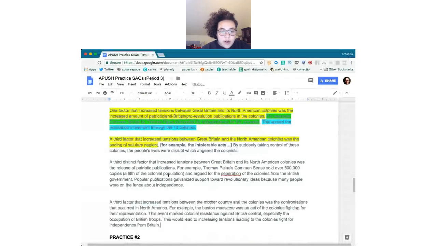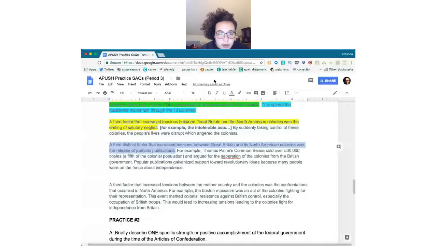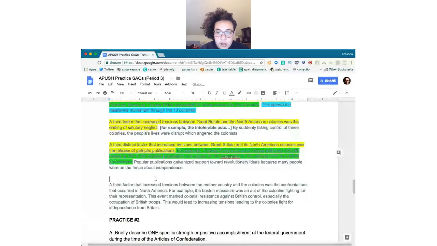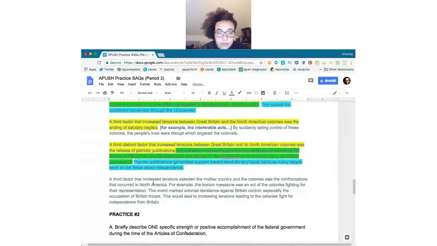Okay. Third distinct factor that increased tensions between Great Britain and its North American colonies was the release of patriotic publications. All right. This one would be yellow. For example, Thomas Paine's Common Sense sold over 500,000 copies, a fifth of the colonial population, and argued for the separation of the colonies from the British government. That's awesome. You have tons of evidence in there, but that sounds really good. Popular publications galvanized support toward revolutionary ideas because many people were on the fence about independence. That's awesome. This is a good one.